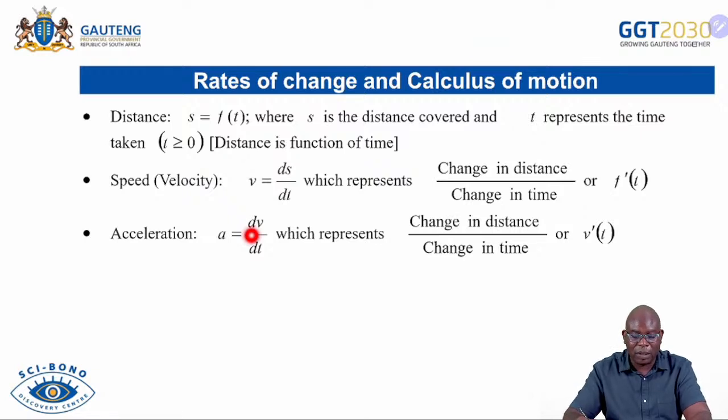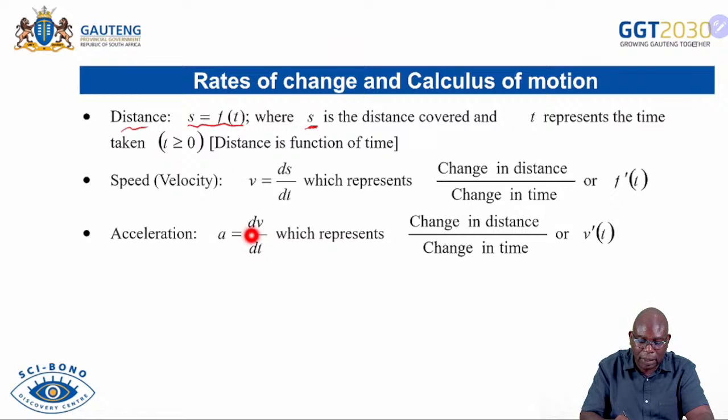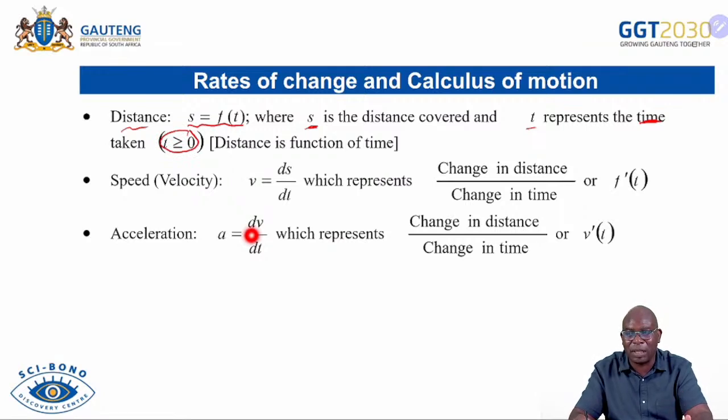What I did there was just some little notes to say distance. Most of the time when they put distance, they put S equals f of t, or they can put f of t there, where S is the distance and t represents time, mostly in seconds, right? Remember, time is always going to be greater than or equal to 0. So if you get a t which is less than 0, discard that answer. Okay.